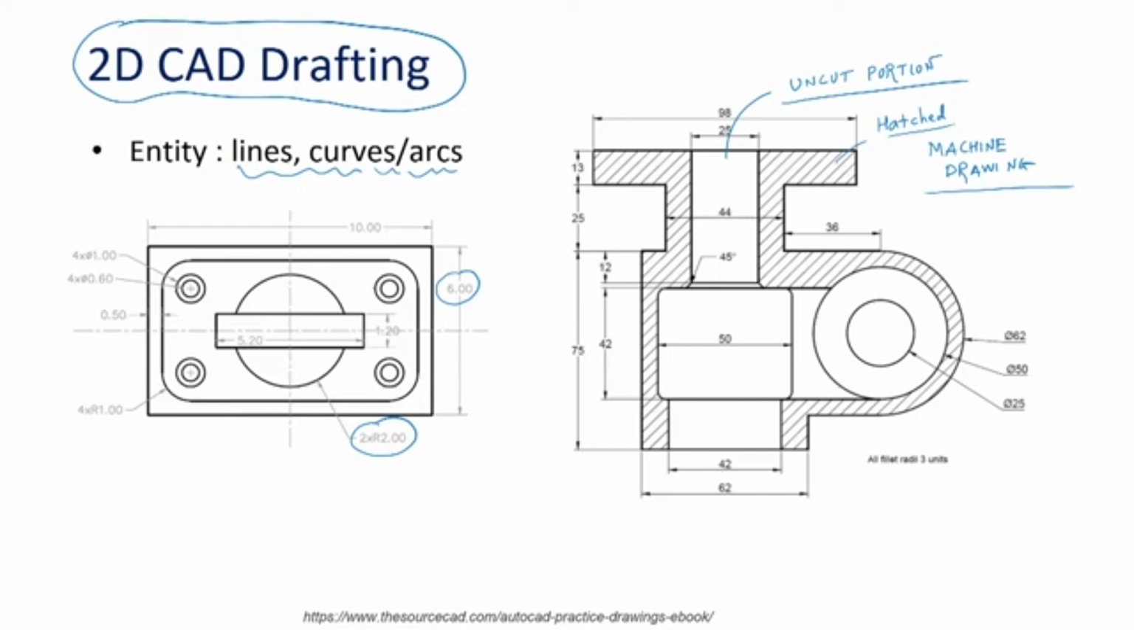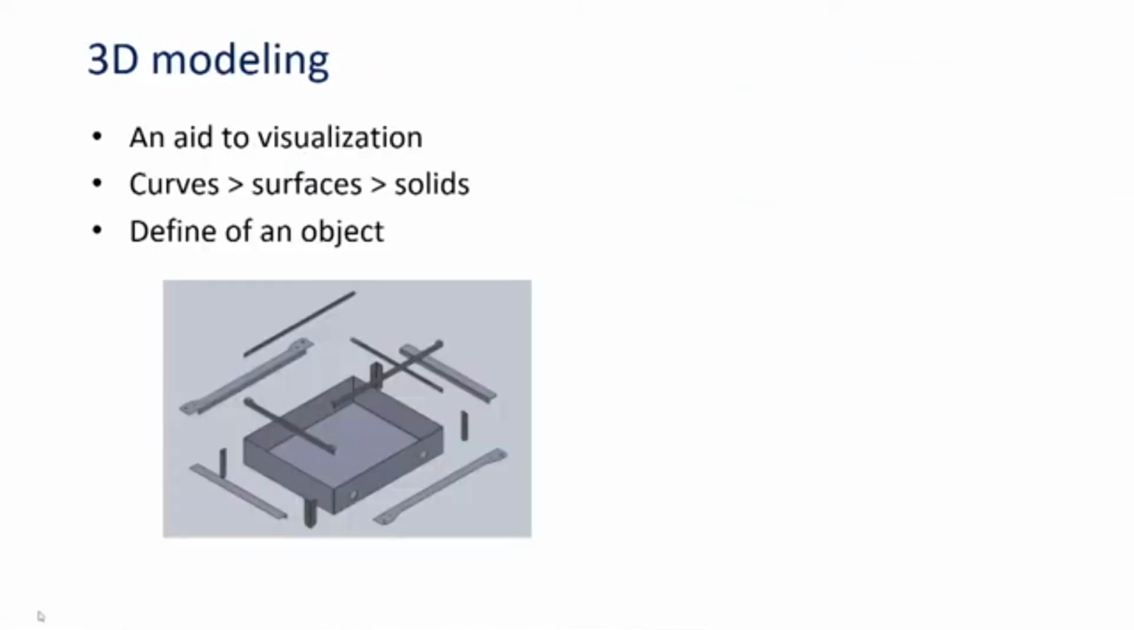There are a lot of other conventions we are using, such as the dimensions. This is the indication of the diameter, that is phi. By applying all these conventions and by using geometric entities such as lines, curves and arcs, we can create the 2D drawings. But as I mentioned, the visualization is difficult in 2D modeling. That is why we have to go for 3D modeling.